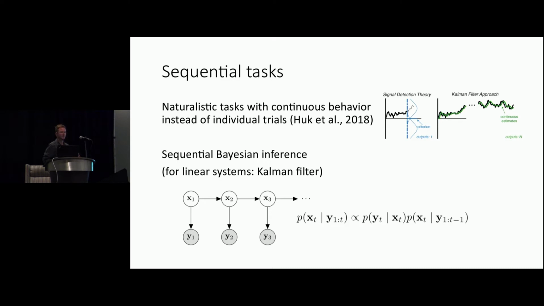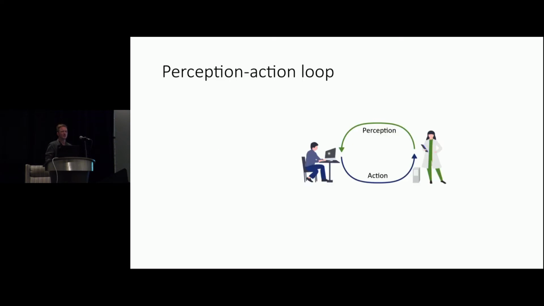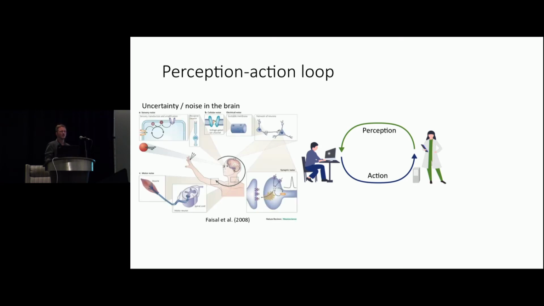Okay, so the normative way of dealing with this is sequential Bayesian inference, and for linear systems this is the Kalman filter. But this is not only a perceptual task, but it's a perception and action task. So you actually have to model the whole perception-action loop. And that means there's not only uncertainty on the perceptual side, but also variability or noise on the motor side. So you have uncertainty and noise in the perceptual system and also on the motor system. So one person might just have a more jittery hand than another person.